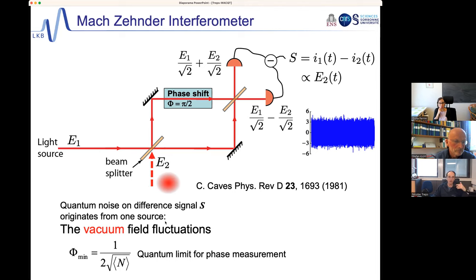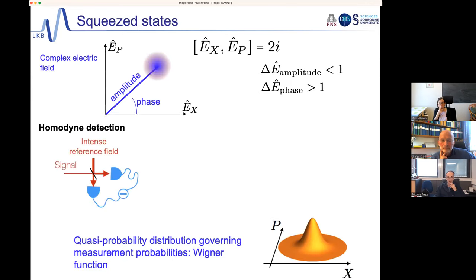This has been known for a long time, by Caves in particular. And if you look at this article, or if you do a small calculation, you find that because of that, the smallest phase you can measure, your sensitivity, is 1/2 the square root of N. And this is often called the shot noise limit in phase measurement. Okay, so I start slowly to be sure everybody is on the way. I think most of you might know about that, and you might know also about this part, but still it's nice to recall.